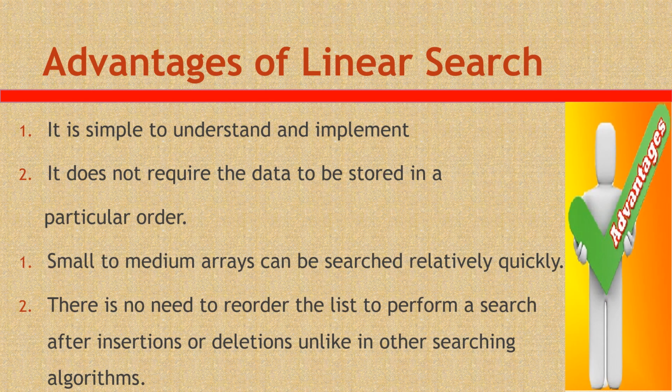There are several advantages to the linear search, and we're going to look at a few of those advantages. The first one is simple to understand and to implement, and it does not require the data to be stored in a particular order, unlike some of the search algorithms. You don't have to order your data items for you to search for a particular item. Then that number 3 there, I can see there's a mistake. It's numbered 1 instead of 3. But small to medium arrays can be searched relatively quickly using the linear search. So it's fast if your data items are a few.